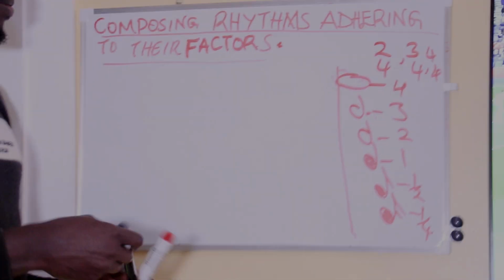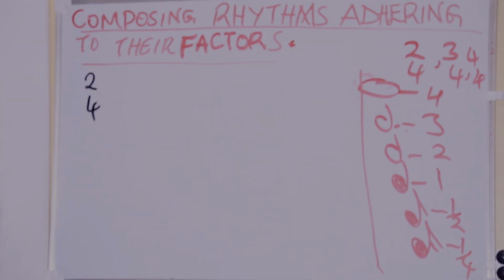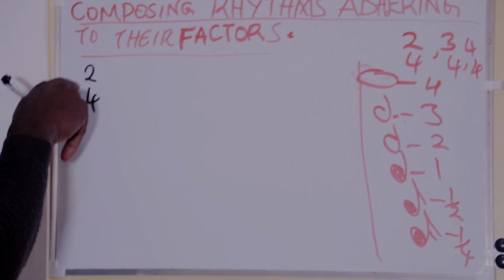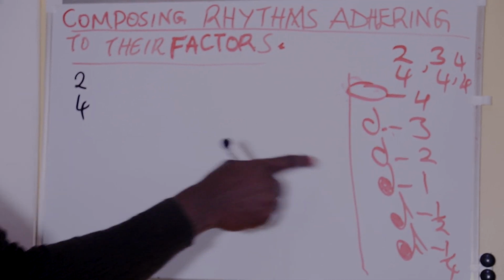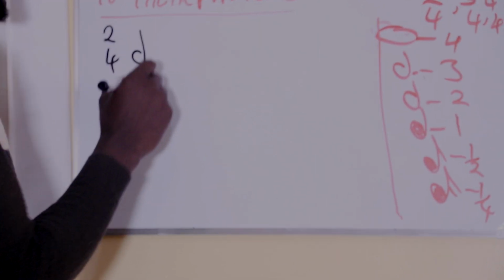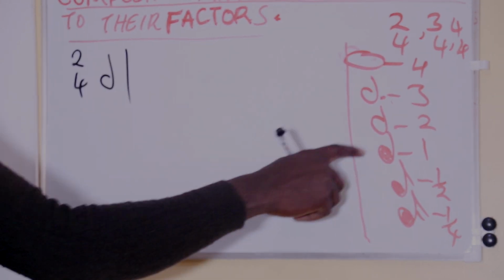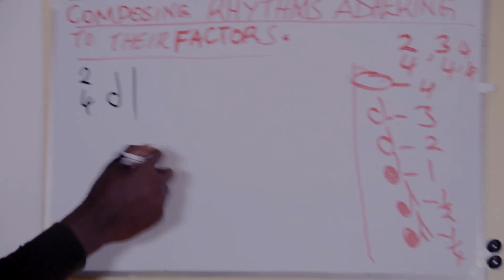Let me use a different pen. We have 2/4 time signature, but now we are adhering to the factors of rhythm. So 2/4 means 2 beats per bar. If we are adhering to the factors, we can decide to start with a minim. A minim is 2 beats, so that bar is full. When we come to the next bar, because we are varying the notes, remember variation of beats? So we vary the beats.